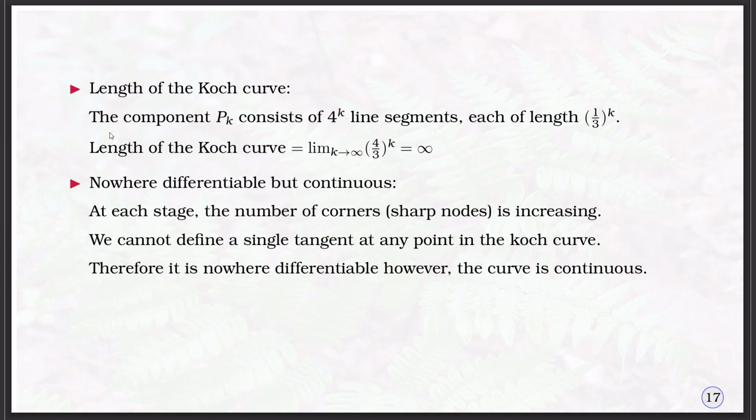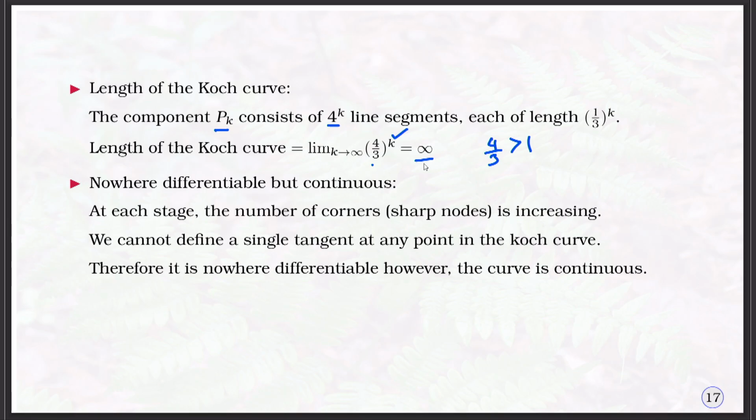In the construction of the Van Koch curve, the component Pk consists of 4 power k line segments, each of length 1 by 3 power k. If you take the limit of these two quantities, then one can get the length of the Van Koch curve. So, the length of the Van Koch curve is 4 by 3 power k. The ratio 4 by 3 is greater than 1. Whenever you raise the power k as 1, 2, 3, it approaches infinity. Therefore, the length of the Van Koch curve is infinity.